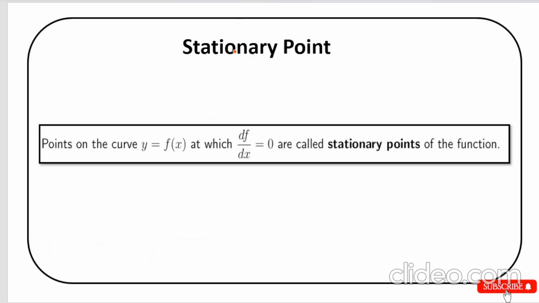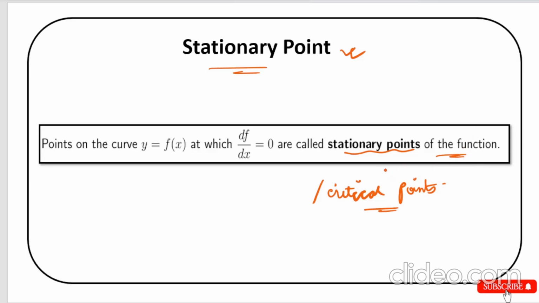Now why is this important? If you equate this, you will get something called the stationary point. So points on the curve y equals f(x) at which df/dx is 0 are called the stationary points, or what you call the critical points. So stationary points or the critical points of the function.